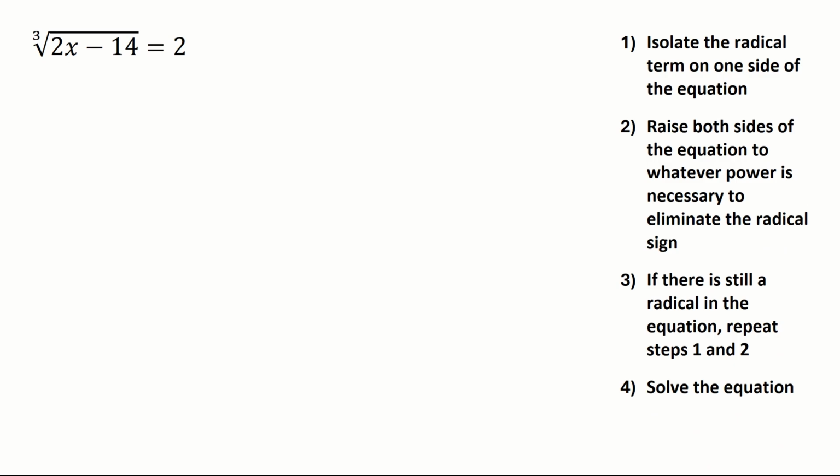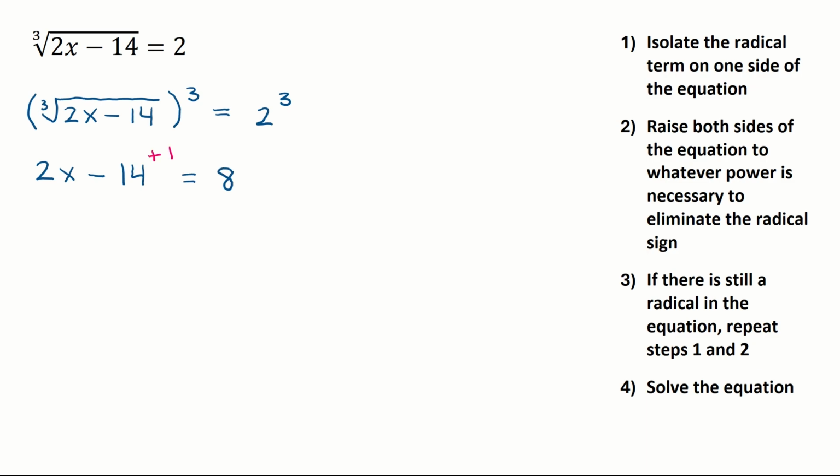And then in our last example, this is actually a cubed root. So when we are doing this, we are going to cube both sides. So the cubed root of 2x minus 14, we're going to cube it, is equal to 2 to the power of 3. That's going to get rid of the cubed root on our left side. And on our right side, 2 to the power of 3 is equal to 8. We're then going to add 14 to both sides. So we get 2x is equal to 22.